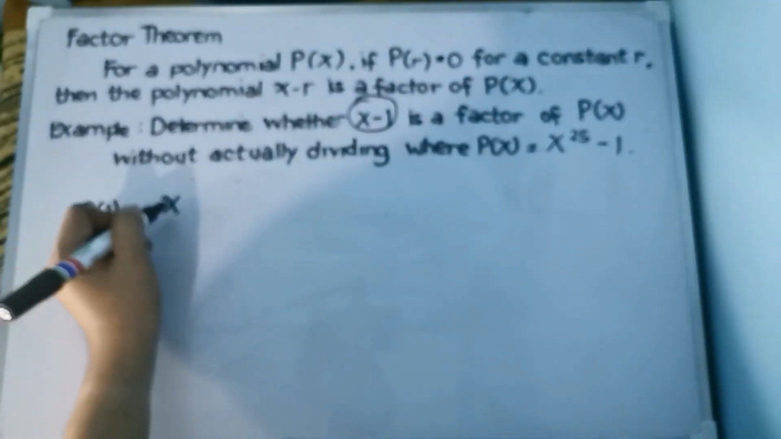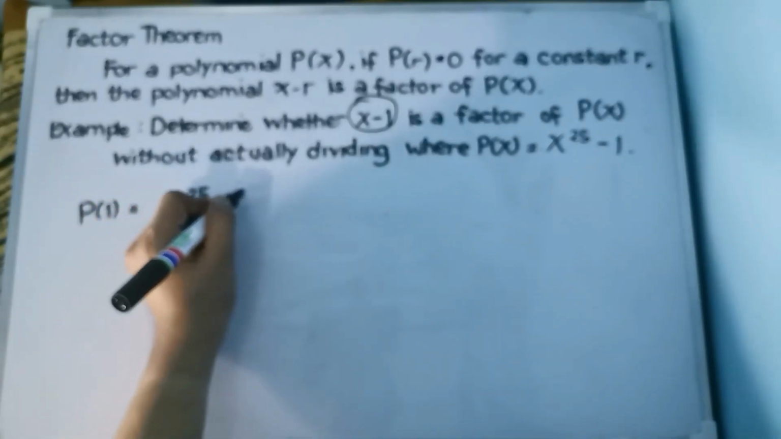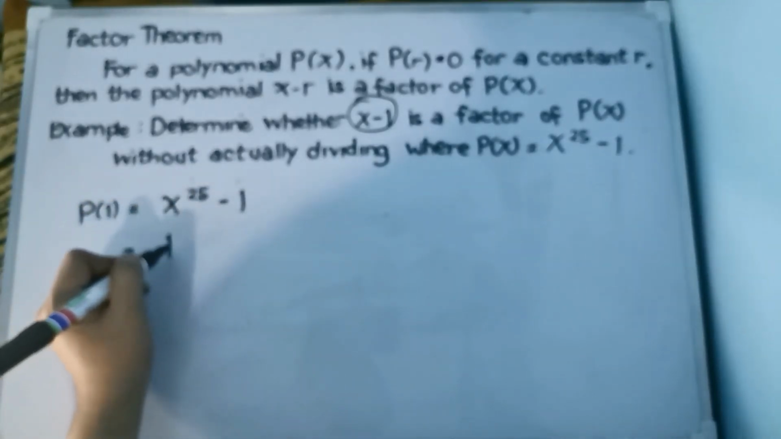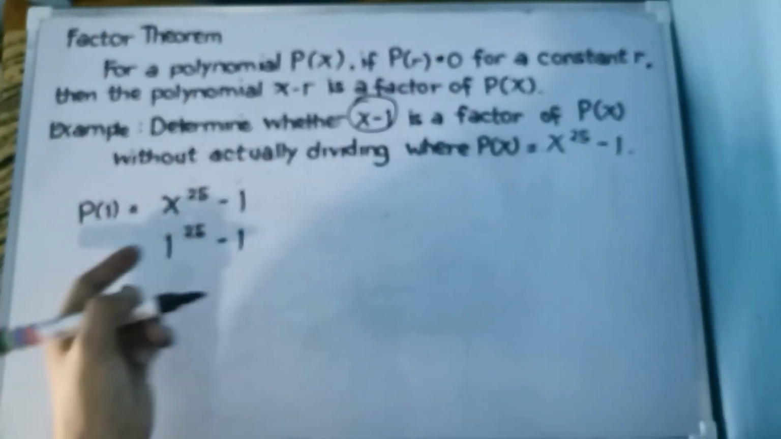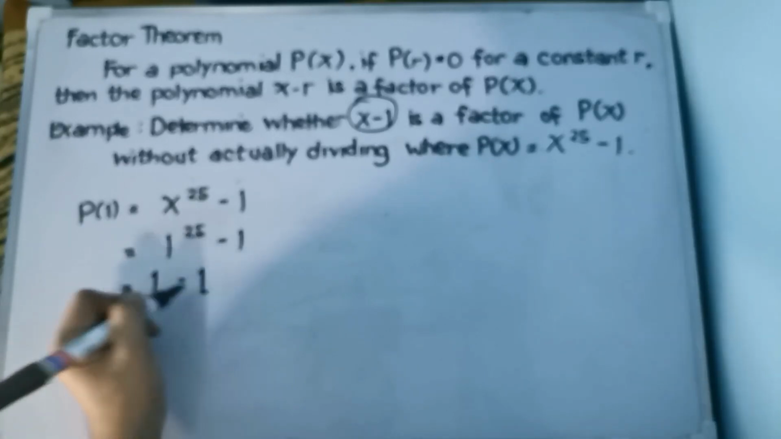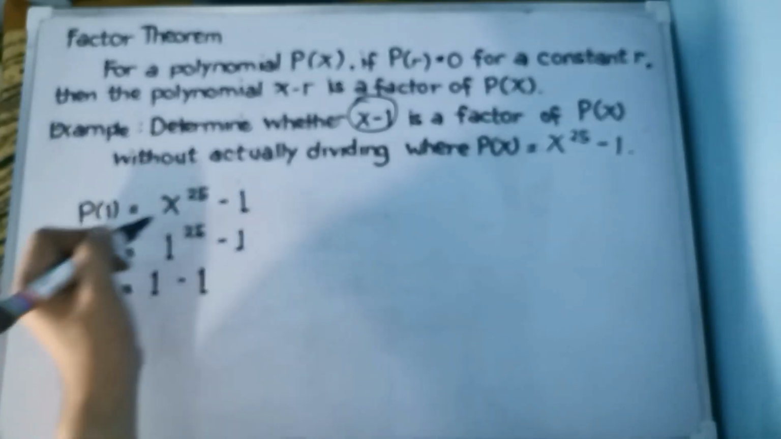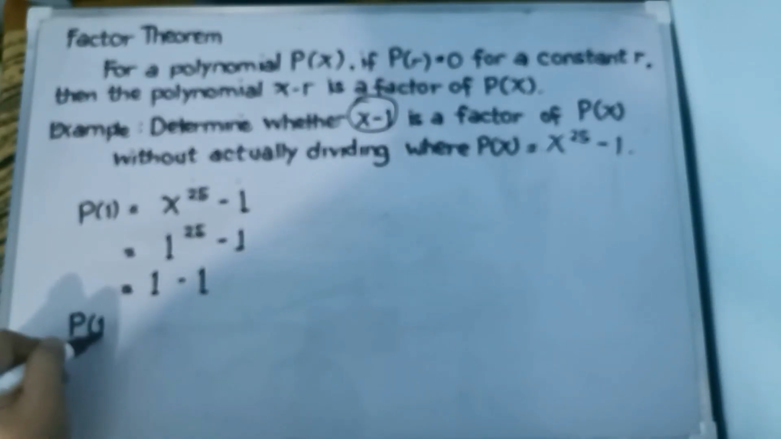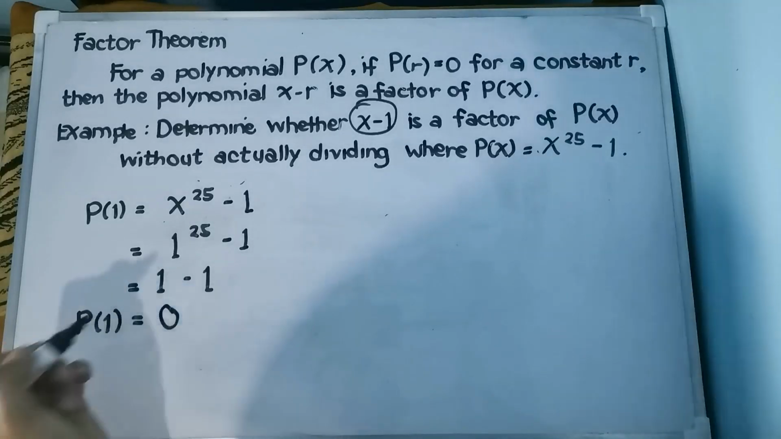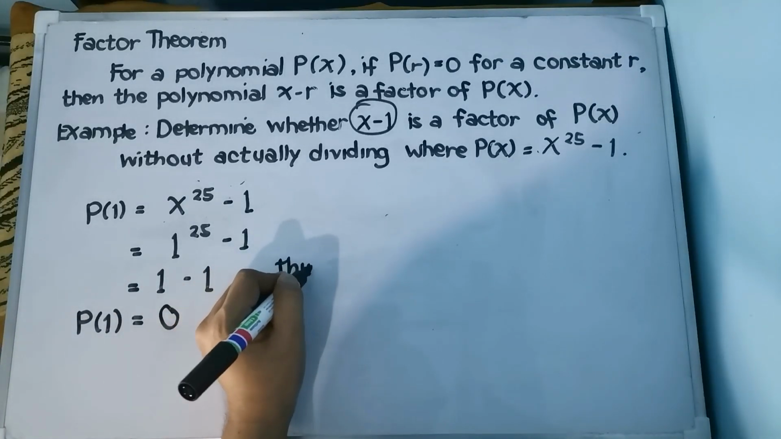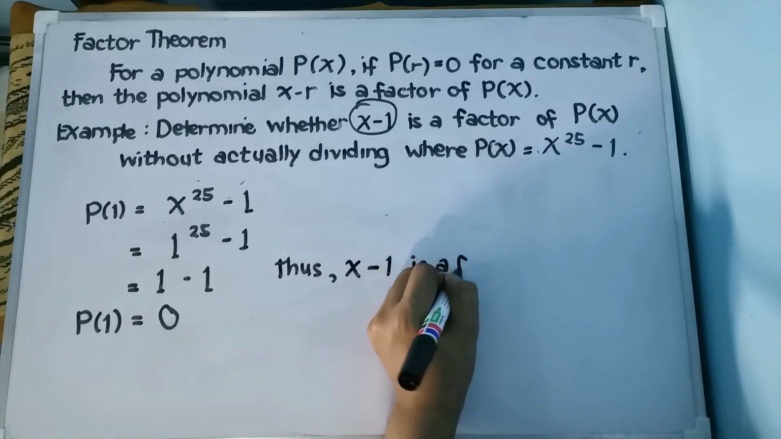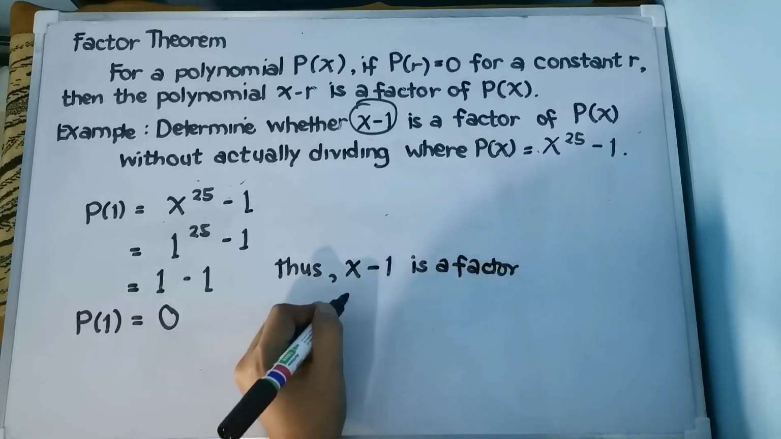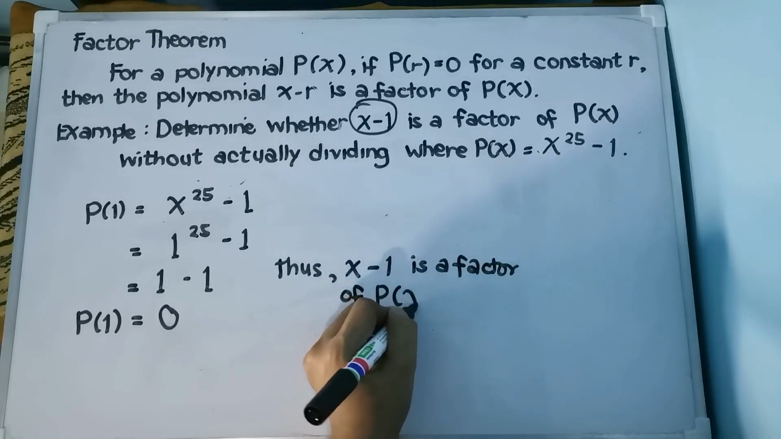So, we have x to the 25th minus 1. So, we have here 1 to the 25th minus 1. And then 1 to the 25th is 1 minus 1. So, we have here p of 1 equals to 1 minus 1 is 0. So, as easy as that. So, thus, x minus 1 is a factor of p of x.